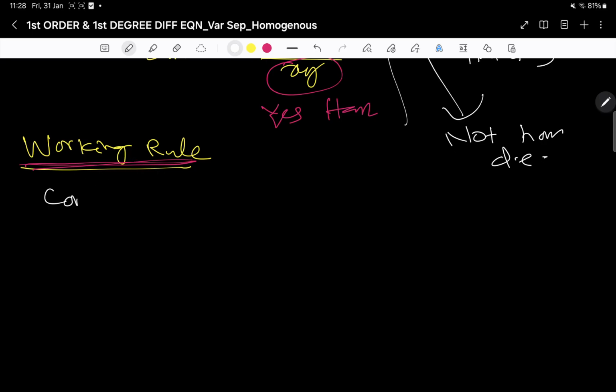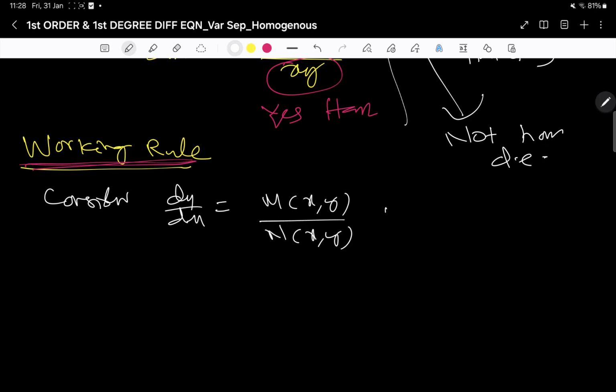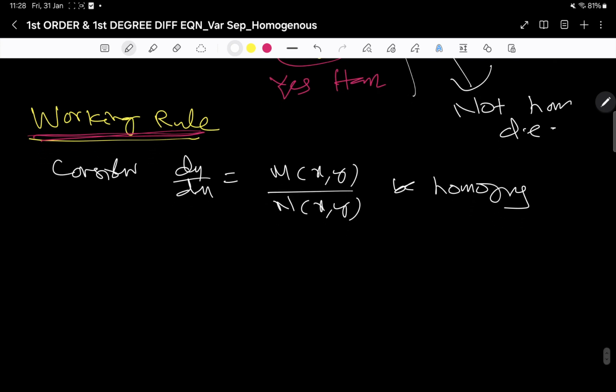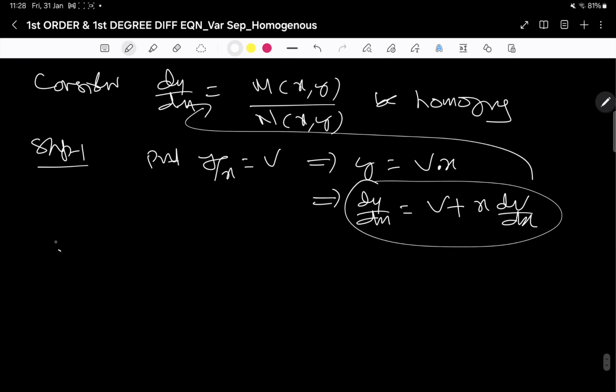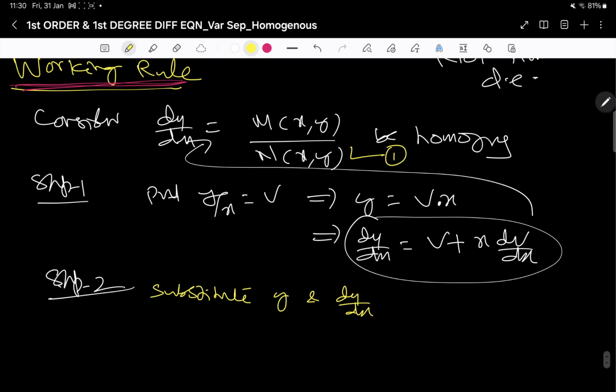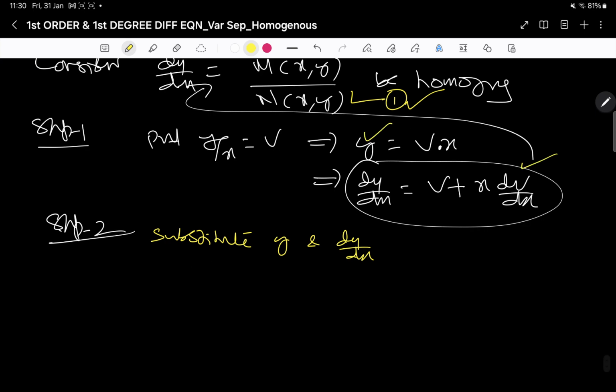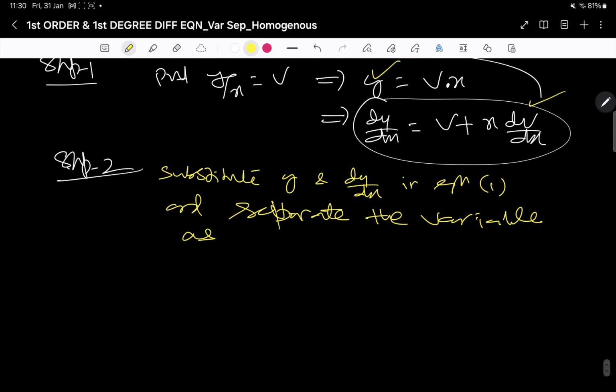So now coming to the working rule, consider dy by dx is equal to M(x,y) by N(x,y) be homogeneous. Now step 1, put y by x is equal to v. So that means y is equal to vx. Differentiate both sides. So dy by dx is equal to, by the product formula, v plus x dv by dx. Now you substitute this over here. So in the second step, let it be your equation 1. Now you substitute this value of y and dy by dx in equation 1, and separate the variables, meaning there will be only the variable v on one side and x on the other side.